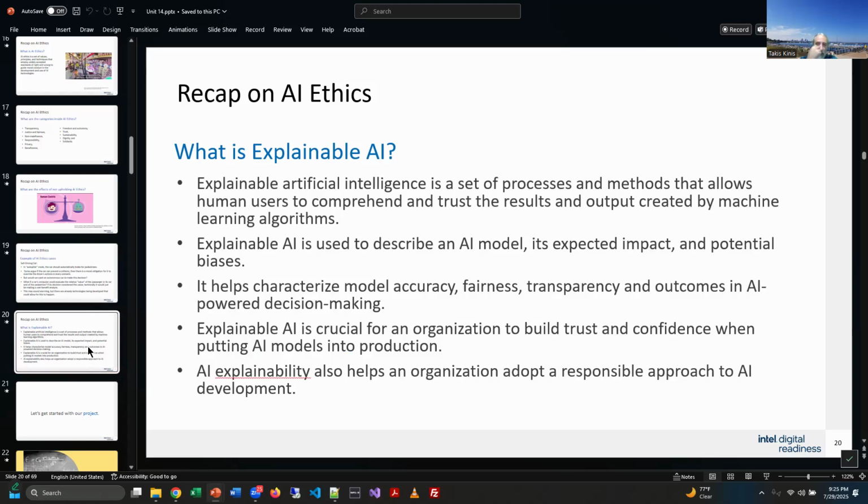There's also this concept of explainable AI, and the first bullet there is basically that we get to the point where we trust our AI and the output created by these algorithms to be right or true or accurate, right? And it says explainable AI is used to describe an AI model, its impact and potential biases. And so we're not discounting the fact that the AI might make a biased choice. It helps characterize model accuracy, fairness, transparency, and outcomes. All right. And these are kind of issues that we face.